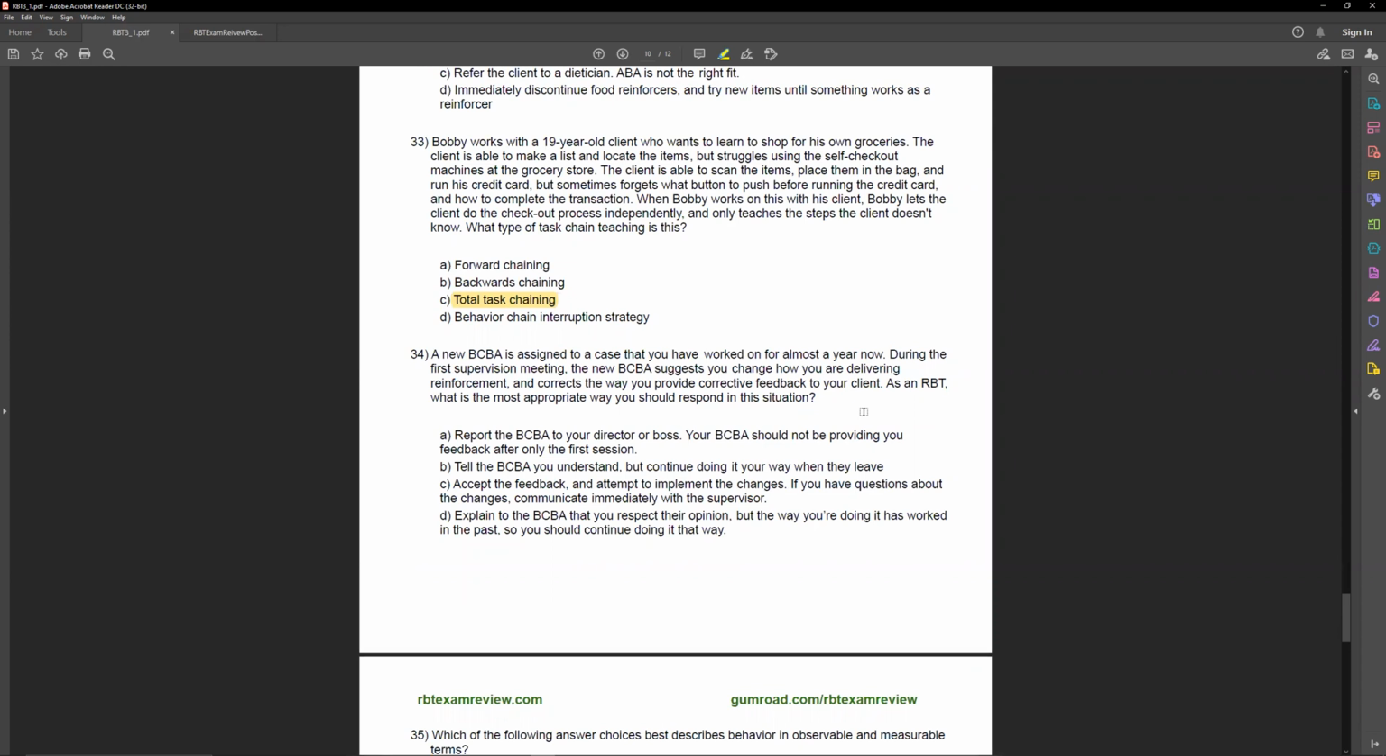So the beauty of knowing your task list, if you're using our task list study guide, is when you're doing questions, you're going to be able to start to identify what task they are asking about. And that's going to make the question much easier, because you're going to know what they're kind of looking for. This is a responding to feedback question. You know you're supposed to respond to feedback appropriately as an RBT.